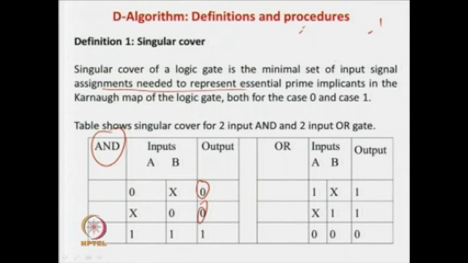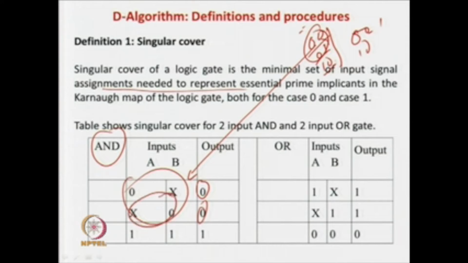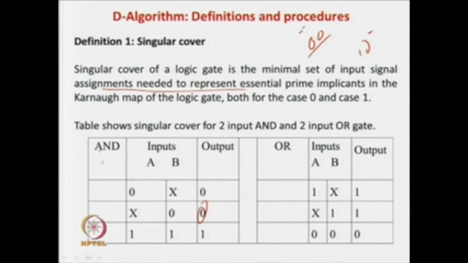Because if you take these 2 combinations, then automatically we have 0 0, 0 1 and 1 0. These 3 are included in these 2 covers. So, we can say that these 2 form a singular cover for the case 0, because you do not require to represent the others, as 0 0 and 1 0 are comprised in these. So, 0 x and x 0 become the singular cover for 0 of an AND gate.